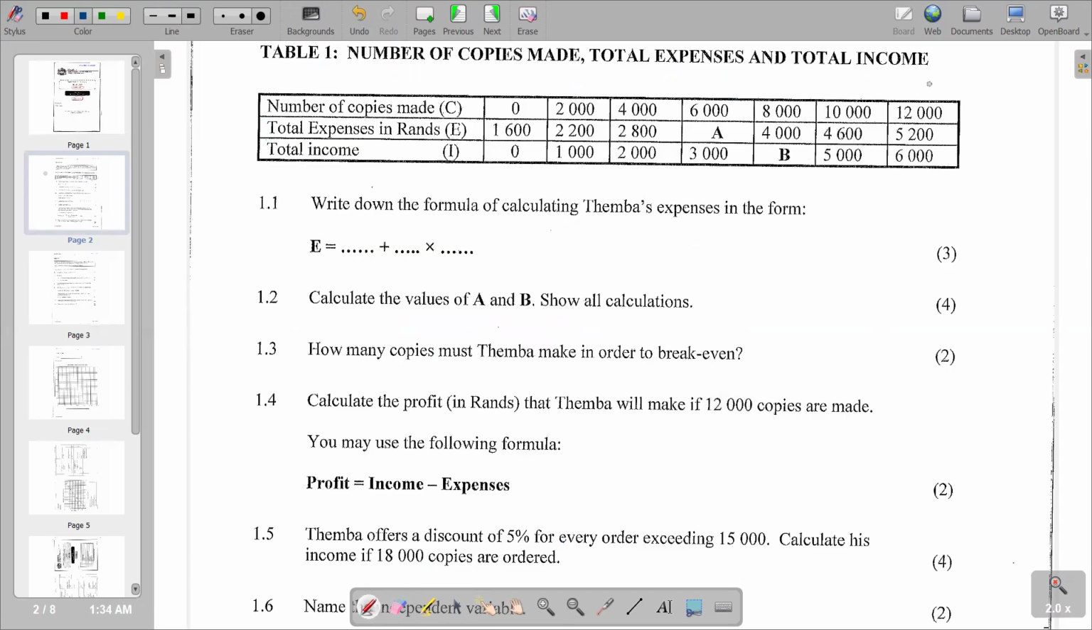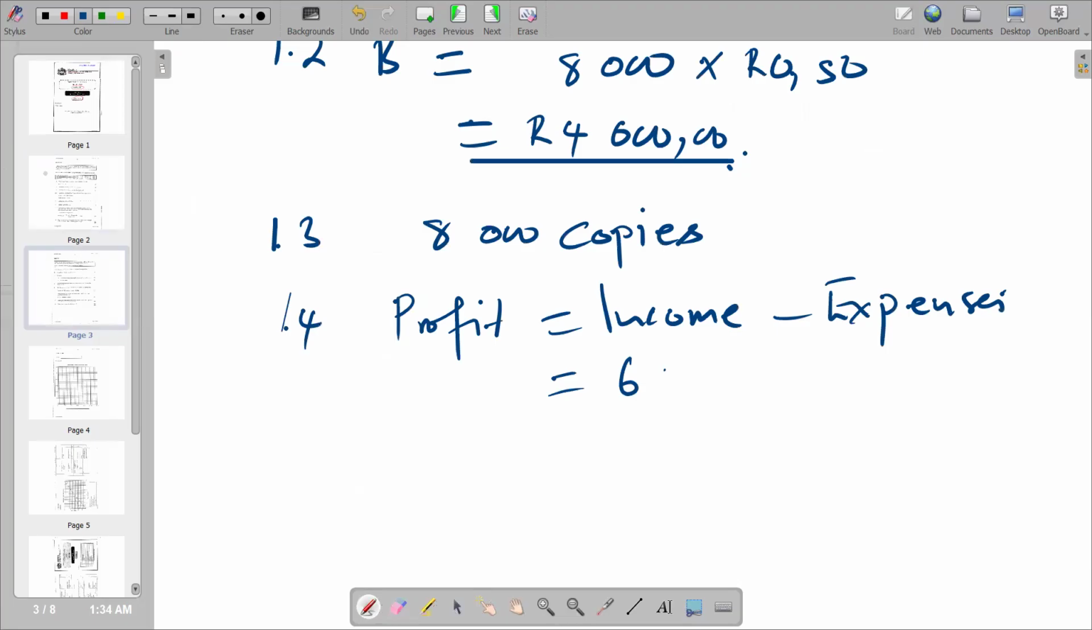For 4,000 copies, we're having 4,000 copies in this column. So whereby we are saying total income is 6,200. So we're saying 6,200 minus 5,200. So basically, that's the calculation that we have there. So we calculate it correctly. You see that the answer that we are supposed to get there is 800 rands. So this becomes your final answer.